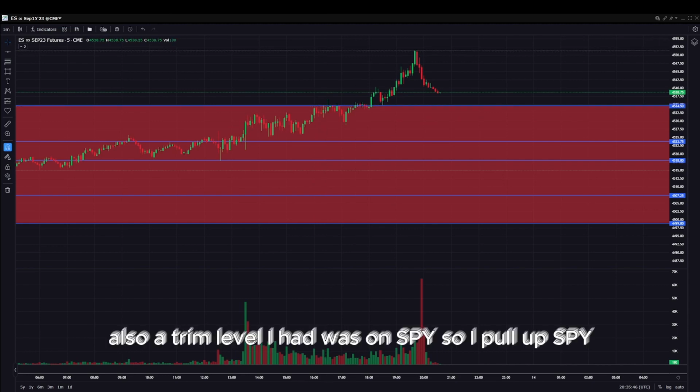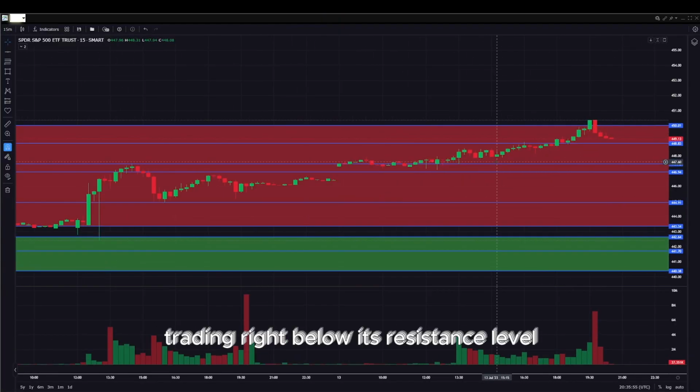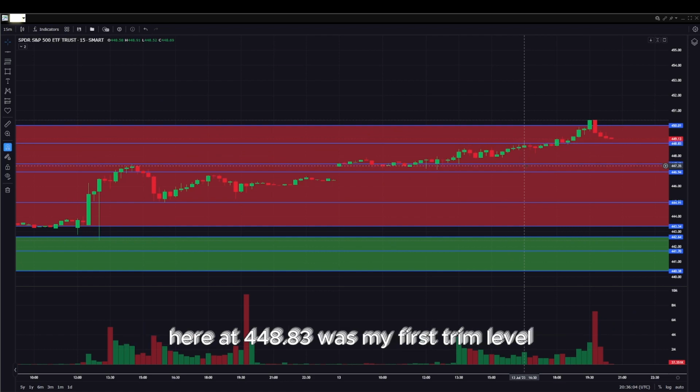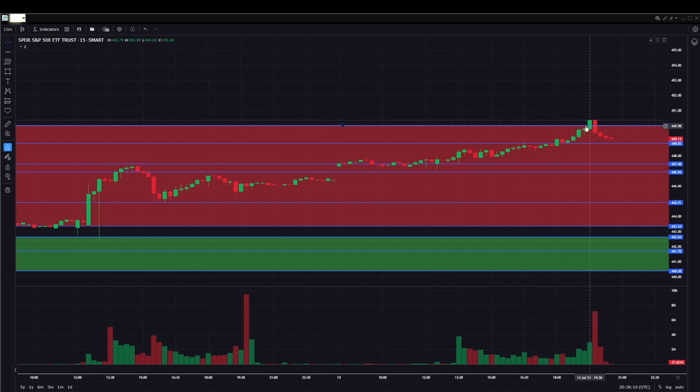Also, a trim level I had was SPY. So I'll pull up SPY. SPY was at that point trading right below its resistance level. So either ES top of the zone or SPY's strong resistance right here at 448.83 was my first trim level, holding runners for potentially more.